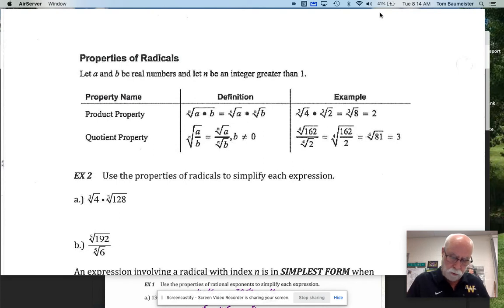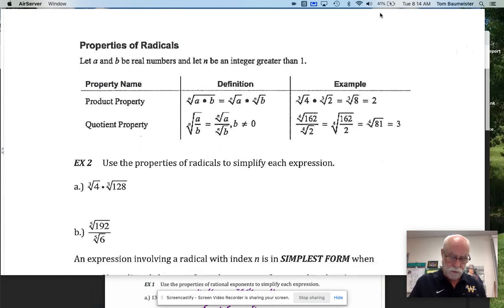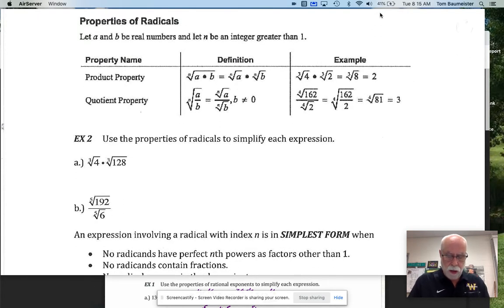And then on the quotient property, the nth root of a divided by b, I can write that as the nth root of a divided by the nth root of b. Again, b can't equal 0. And again, they give you a couple of examples there, using it in 2 different ways. So example 2, use the properties of radicals to simplify each expression. So again, you can bring them together.